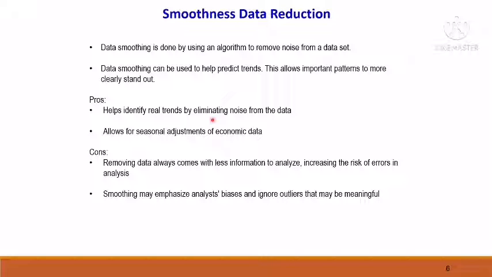The main advantage of smoothness data reduction is it helps to identify real trends by eliminating noise from the data, and also it allows for seasonal adjustments of economic data. But disadvantages are removing data always comes with less information to analyze, which increases the risk of errors in analysis. Also, smoothing may emphasize analyst biases and ignore outliers that may be meaningful. So the data is lost while smoothing out some data. So this lost data may contain some critical information.